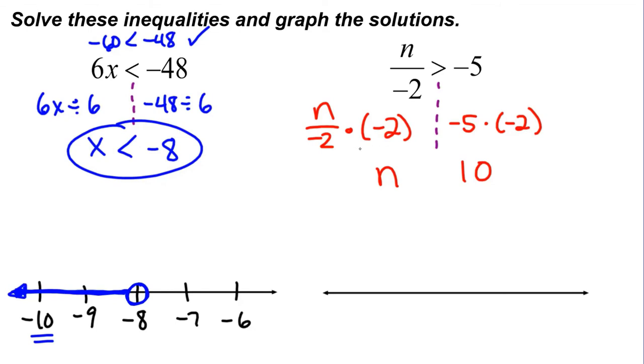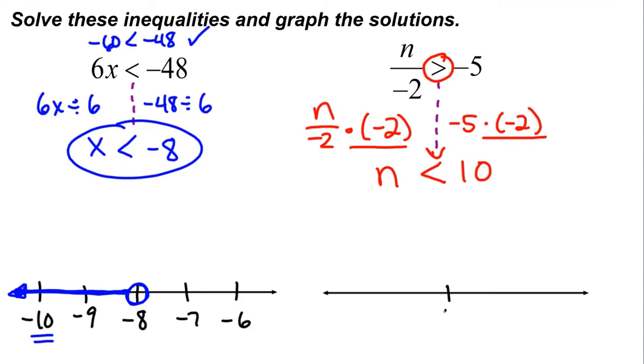Well, if I look at what I did to both sides, I multiplied both sides of this inequality by a negative number. So what does that mean? I need to flip. So I look at my inequality symbol, and that needs to be flipped. That is now less than. N is less than 10 is my solution.